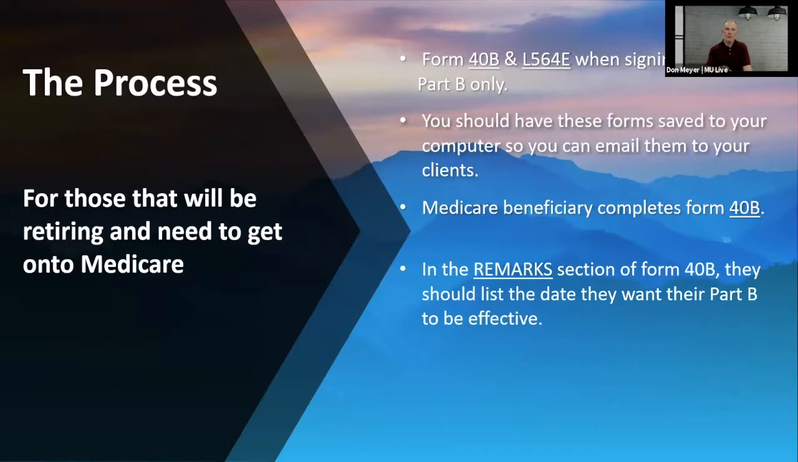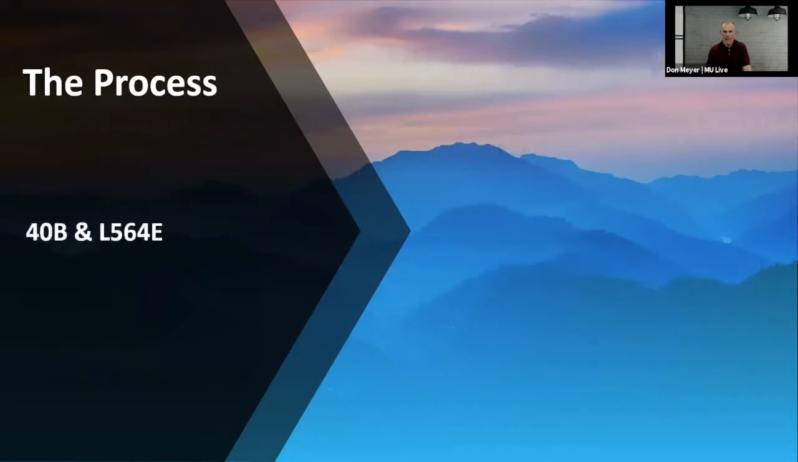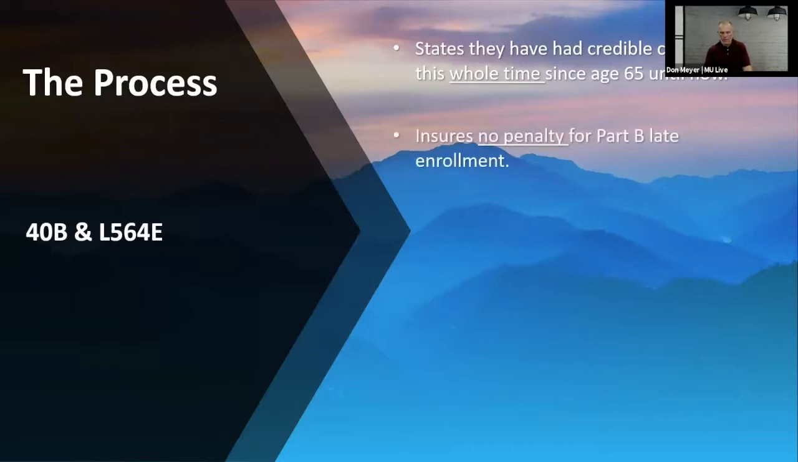And so that's what you use the remark section for, because there is no spot on there where you request the date that you want your Part B to take effect. And then the employer fills out L564E. That's what they do. And it basically just states that they have had credible coverage this whole time since age 65 until now. That way there's no penalty. So it ensures that there's no penalty for their Part B late enrollment.